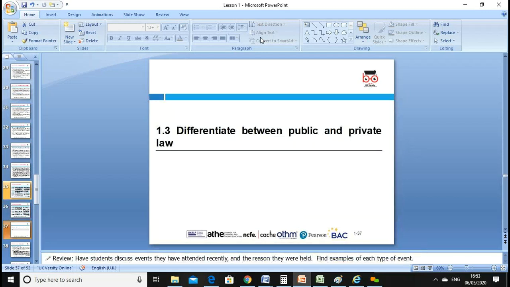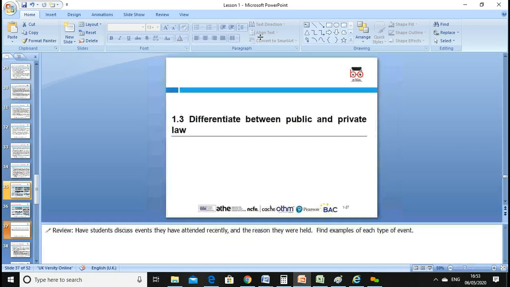Next, we look at public and private law. Public law, as we said earlier, is between the government and the public, and private is civil law. Maybe you have heard about public sector organizations, like the NHS. So these are the public sector.